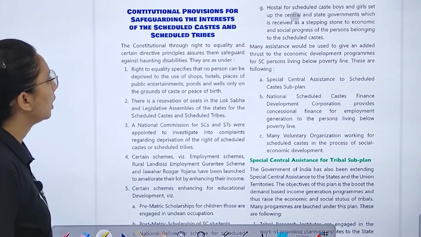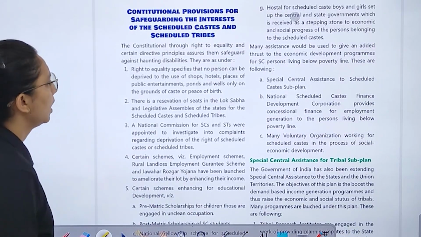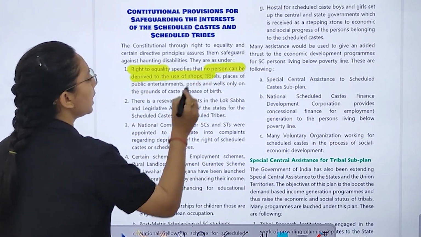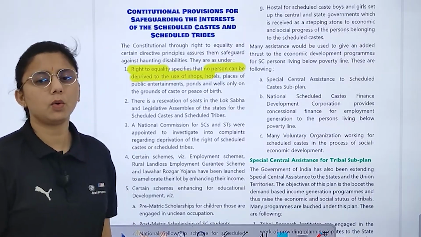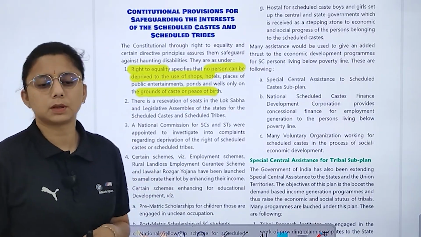Next is your constitutional provision for safeguarding the interest of scheduled castes and scheduled tribes. So what is the right to equality? ये क्या specify करता है? No person can be deprived of the use of shops, hotels, public entertainment places, courts as well. किसकी वजह से? On the grounds of caste or place of birth, right?